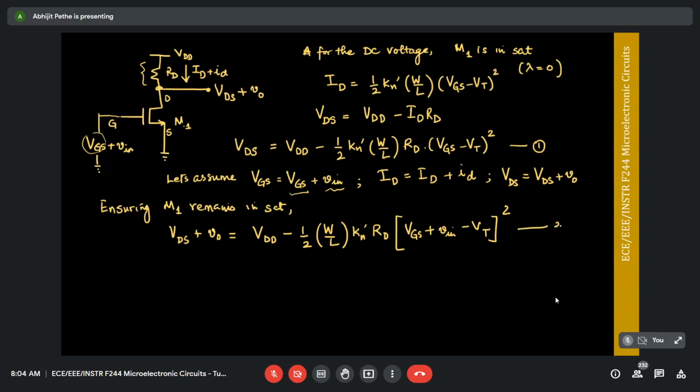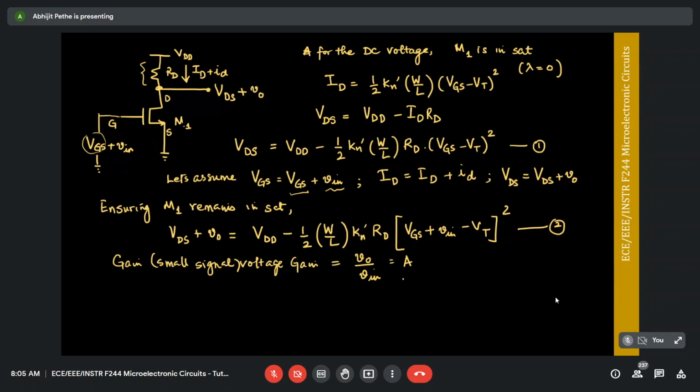So equations 1 and 2 hold at all times because the transistor is always in saturation. Now we want to find a relationship. So what is the gain? If I want to find the small signal voltage gain of this circuit, it is nothing but V0 by Vin, right? So I want to calculate this gain A of the amplifier.